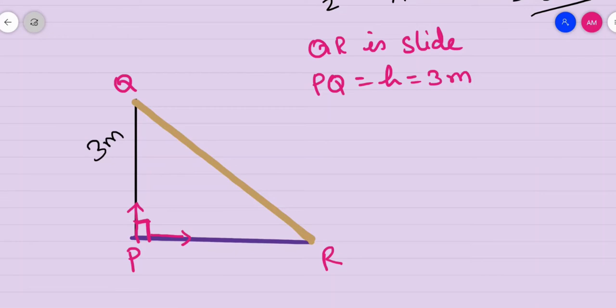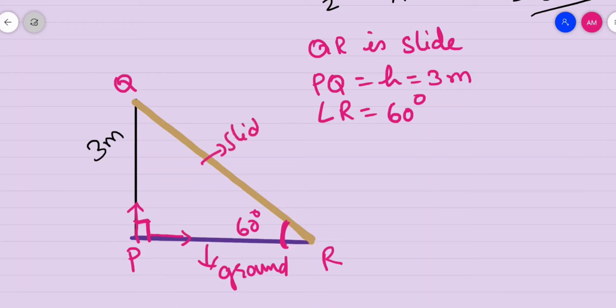Okay. And now angle R, see, QR and PR are together making an angle of 60 degrees in this case. So angle R is equal to 60 degrees because the slide is making an angle of 60 degrees with the ground. It is given and this is your ground, and this is your slide. So angle R is equal to 60 degrees.